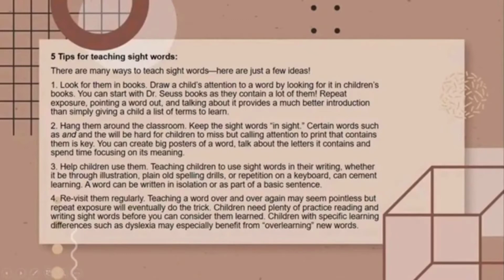Number 4. Revisit them regularly. Teaching a word over and over again may seem pointless, but repeat exposure will eventually do the trick. Children need plenty of practice reading and writing sight words before you can consider them learned. Children with specific learning differences, such as dyslexia, may especially benefit from overlearning new words.